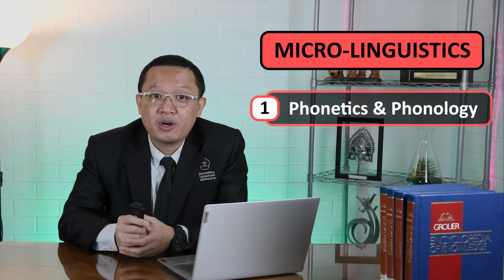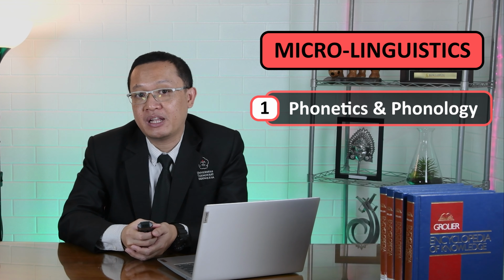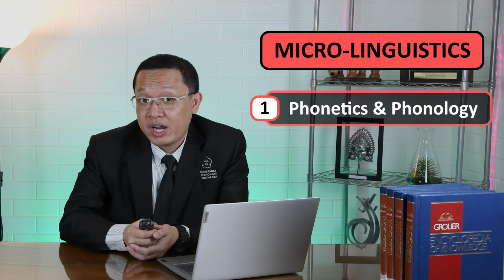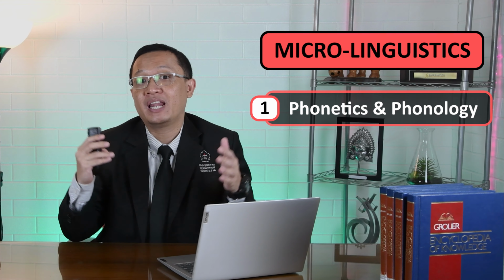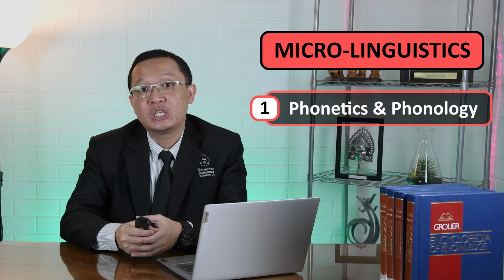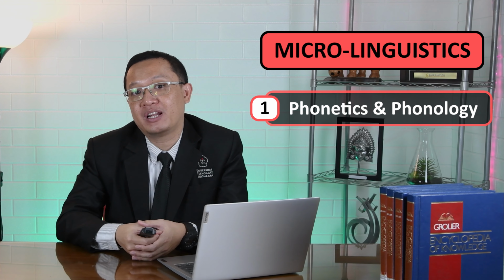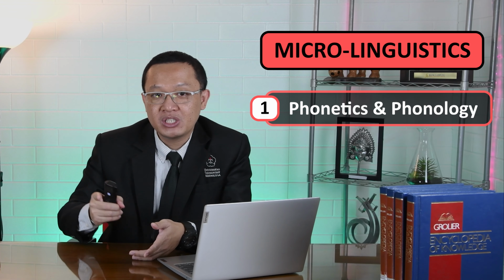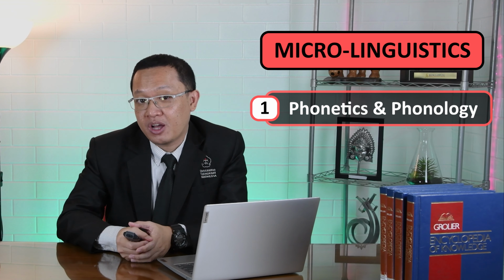Okay, what about phonetics and phonology? I'm sure you still remember about phonetics and phonology. Phonetics and phonology is actually a branch of linguistics which looks at sound system of the language itself. It looks at how language is produced by human. We talk about the acoustics of the language itself. So when it deals with sound system of language, it means that you deal with phonetics and phonology.